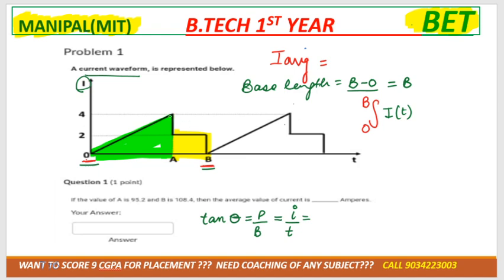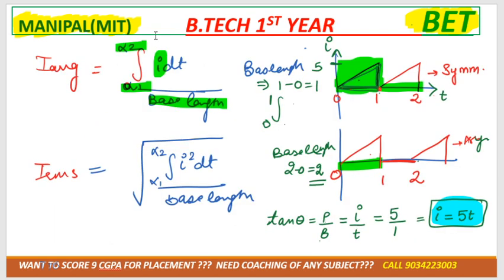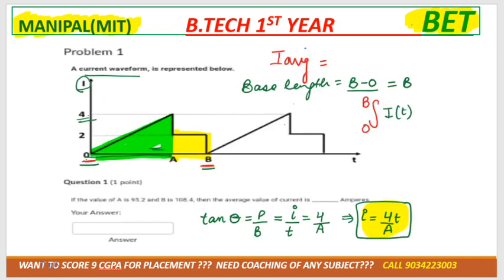Correct? Here, particularly for the green color, current is how much? 4. So I'll write down 4, and time is how much up to here? That is a. So I write down a. So from here we can conclude that I is equal to 4 by a t. Yes or no? Tell me. So from here we'll get the value for I. Right? Now see what is left. We already know the base length. We already know the limits. We already got I. Now we just need to put in the values.